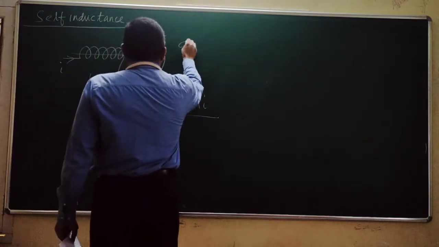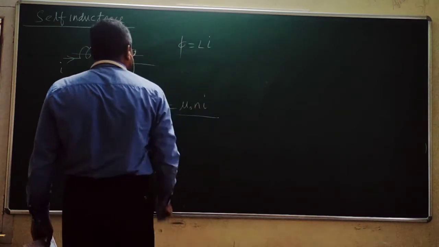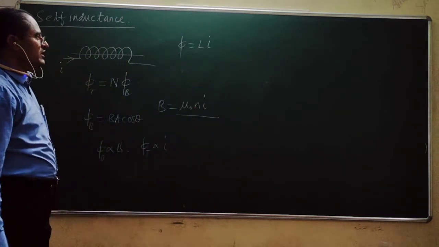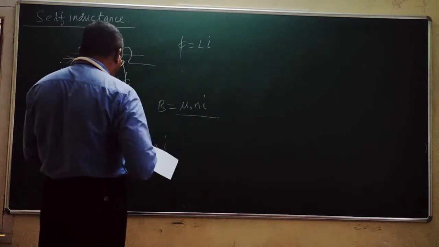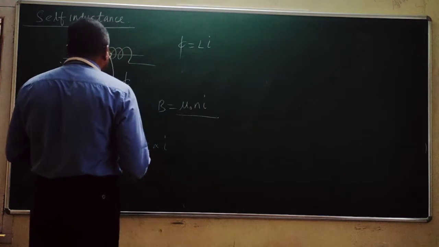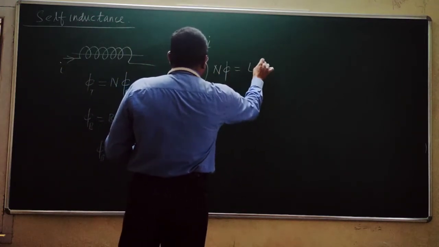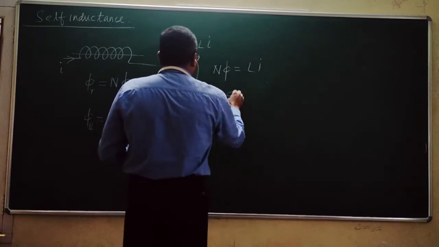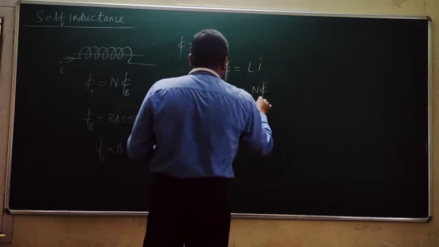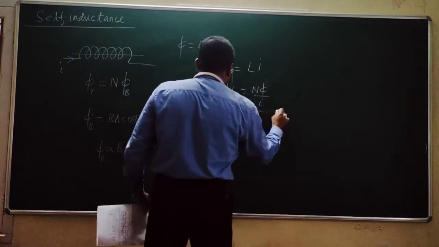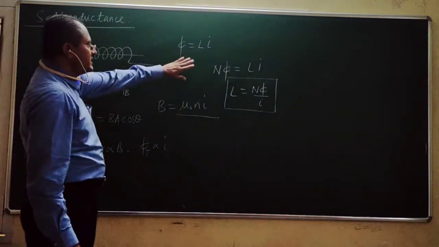Therefore, my expression will be phi is equal to Li. Is that okay to you? For n turns, it will be n phi. Therefore, I will write n phi is equal to Li, or L is equal to n phi by I. Very, very important expression, sir. This is a very important expression.